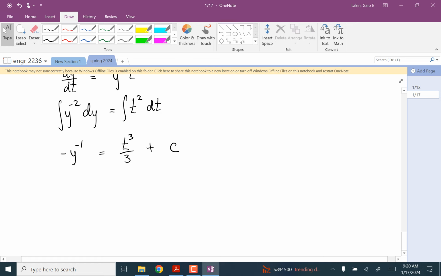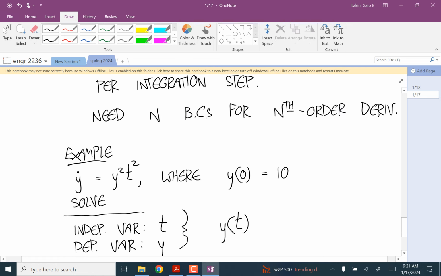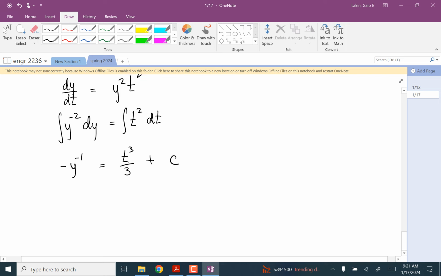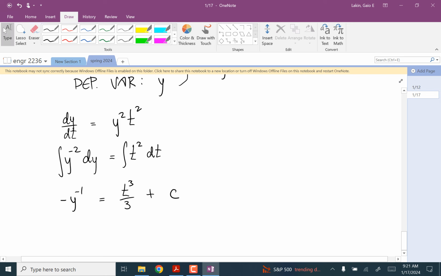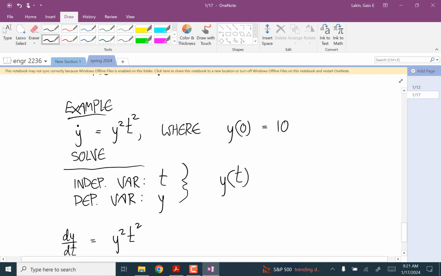But now we have to figure out what that c is. So first of all, are we given enough boundary conditions to solve it? Yeah, we have a first order derivative and we have one boundary condition, so that should be perfect. Okay, so what I'm going to do is set y equal to 10 and t equal to 0. That's what the boundary condition says, that those have to occur at the same state. Are you with me on that?